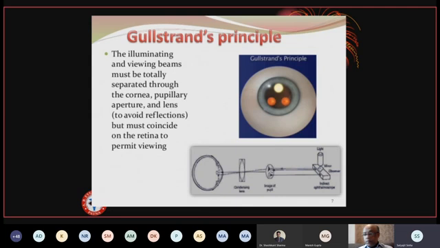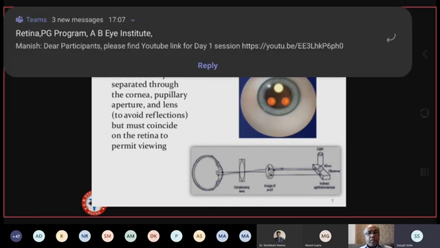So you see the three beams. The top one, the yellow one, is the illuminating beam, and the two bottom, the pinkish red ones, are the viewing beams. All these three beams have to pass through the pupillary aperture. That is why the pupils have to be properly dilated, and only when these three beams pass through the pupil will you get a good stereopsis and a good view of the retina.